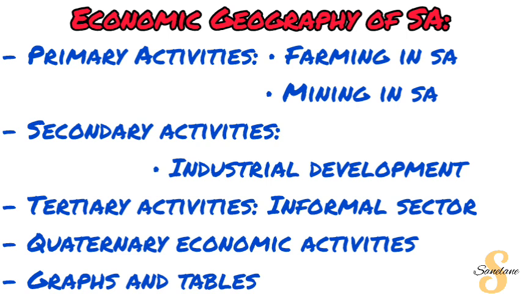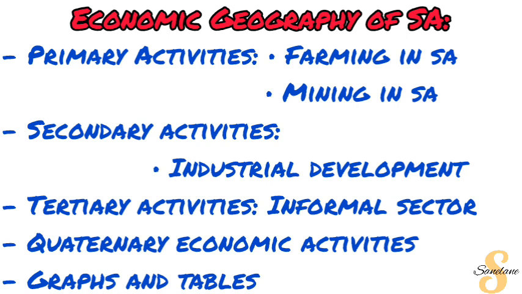Then we move on to the secondary activities in South Africa. In the secondary activities, we are basically looking at manufacturing. So with manufacturing, you're going to look at industrial development. So we are looking at the different industries where products are being manufactured, that is a secondary activity.